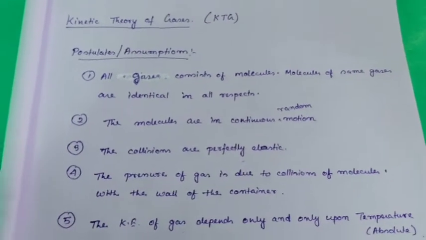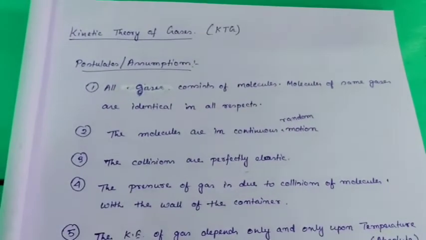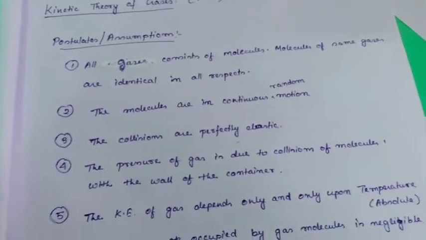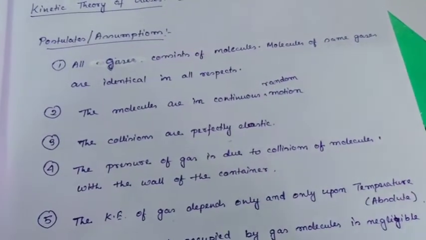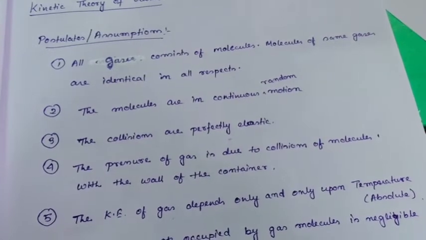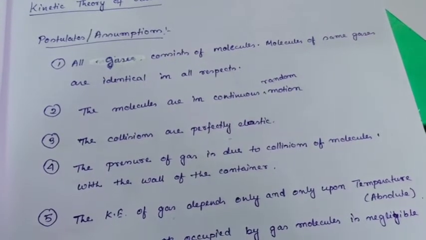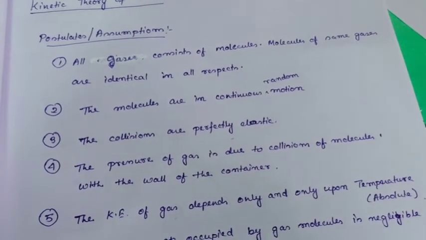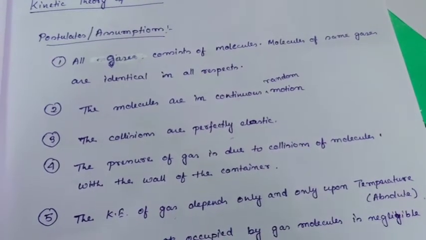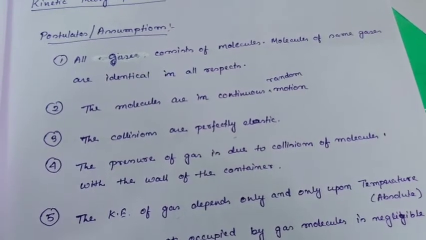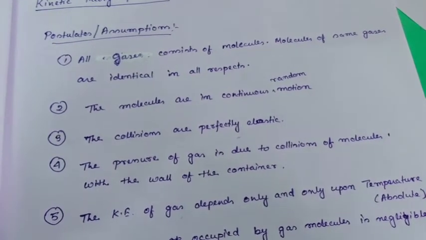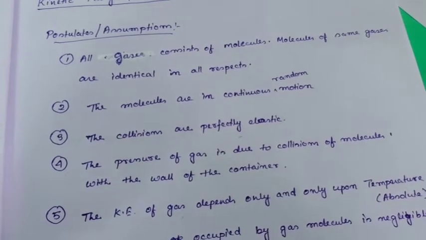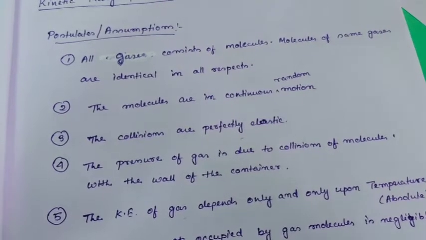Before we start, we have to know what we mean by the kinetic theory of gases. We know that all matter is made up of molecules. The molecules of a gas are in continuous random motion and their velocity depends on the temperature. Due to this molecular motion, we can determine various properties of a gas like pressure, temperature, and energy. This theory is called the kinetic theory of gases.